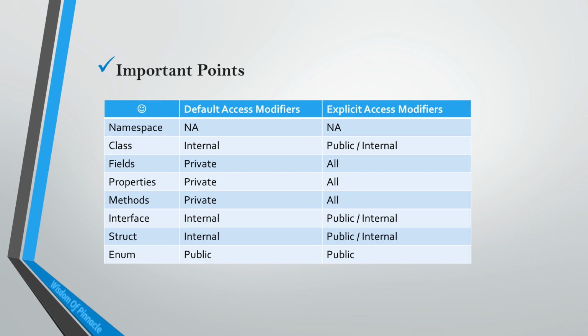Next is interface and struct. The default access modifier for interface and struct is internal, and we can apply public or internal access modifier explicitly on them. The last one is enum. The default and explicit access modifier for enum is always public.